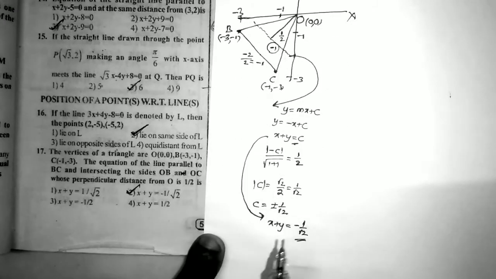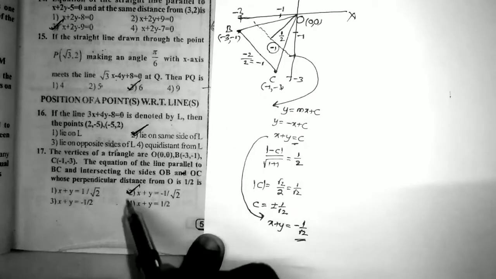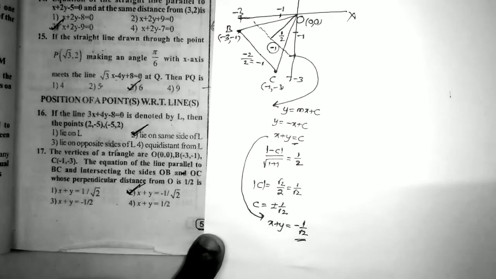So we take the answer as x plus y is equal to only minus 1 by root 2. Since this is the line in the third quadrant, that is the second option. Second option is the correct answer.